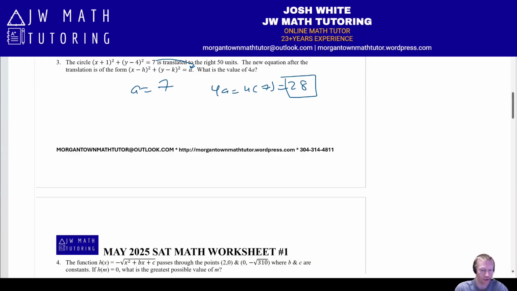I mean, you could technically go to Desmos and, if you want to shift it to the right 50 units, technically you have to put in a minus 50 inside the parentheses, and you could do that and see what happens. But the point is, the a value is not going to change. Radius is still going to be square root of 7, and therefore the correct answer is just 28.